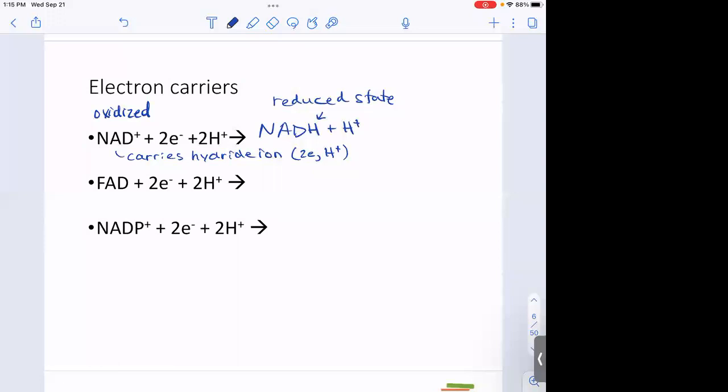FAD, flavin adenine dinucleotide, can actually carry 2 hydrogens. So in its reduced state it's FADH2. And then NADP, nicotinamide adenine dinucleotide phosphate. When we see that phosphate, that tags the electrons that it's carrying to help power biosynthetic reactions.